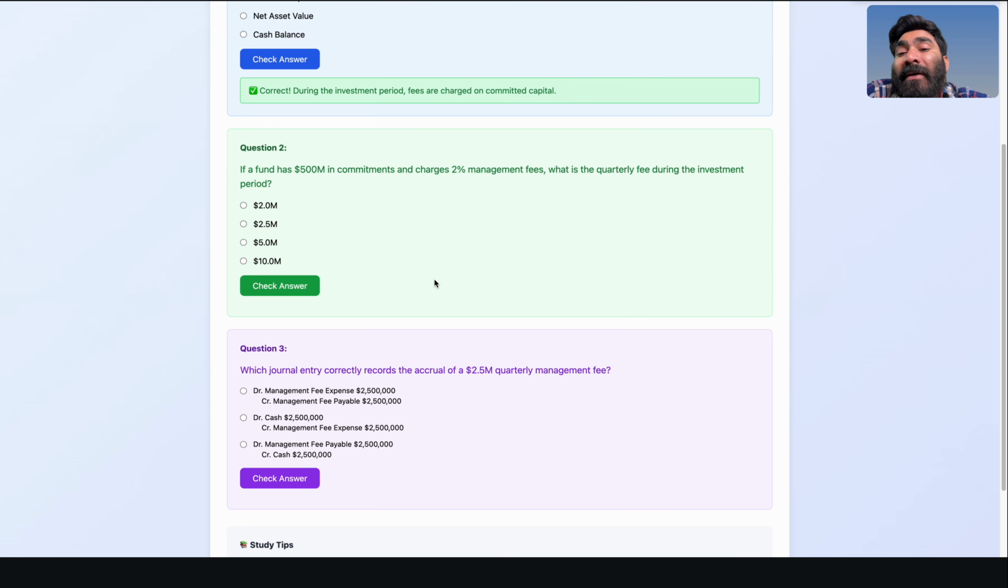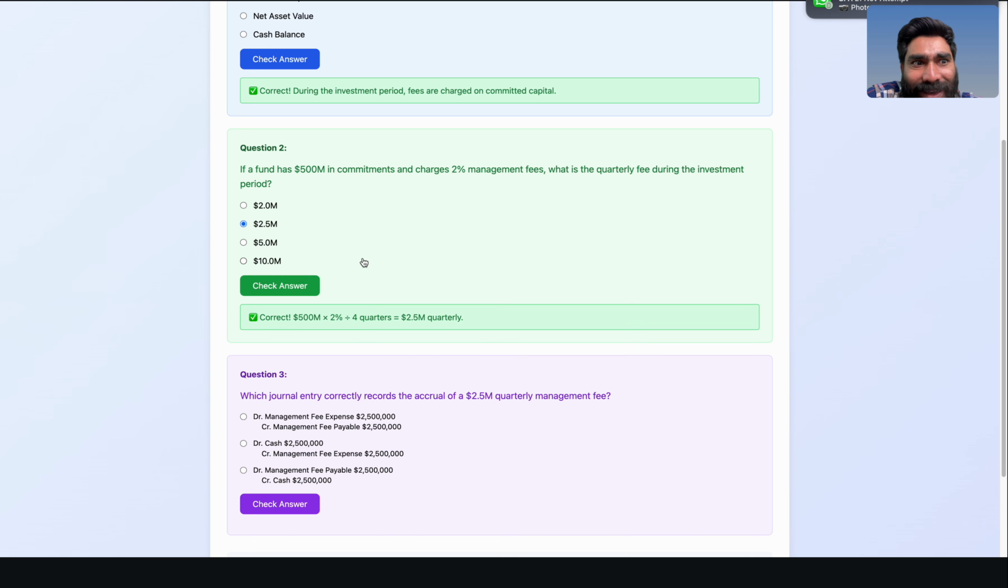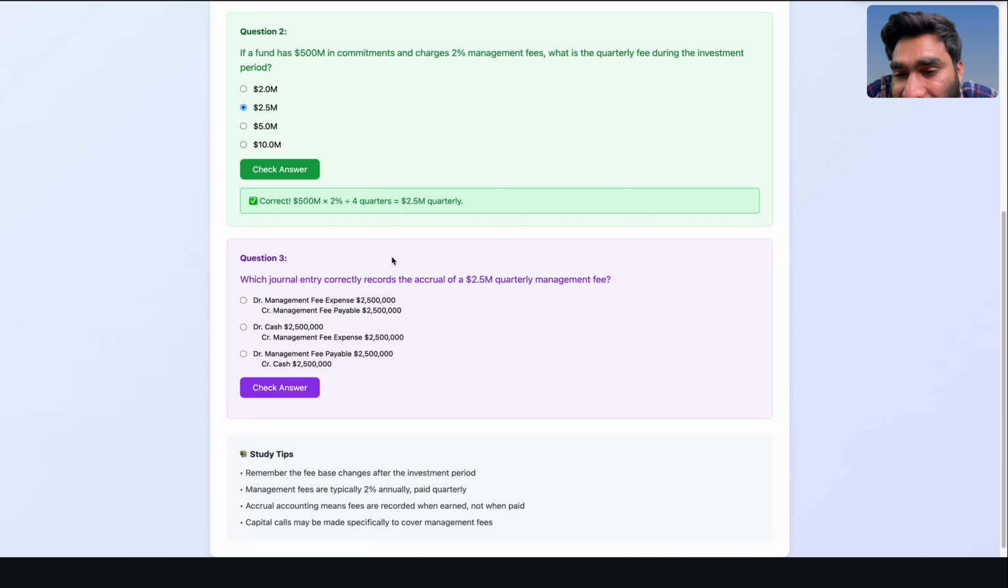Nice. If a fund has 500 million in commitments and charges 2% management fees, what is the quarterly fee during the investment period? You can calculate and quickly tell me. So quarterly, I think it would be 2.5 million if I'm not wrong. Yeah. The last one: which journal entry correctly records the accrual of 2.5 million quarterly management fee?